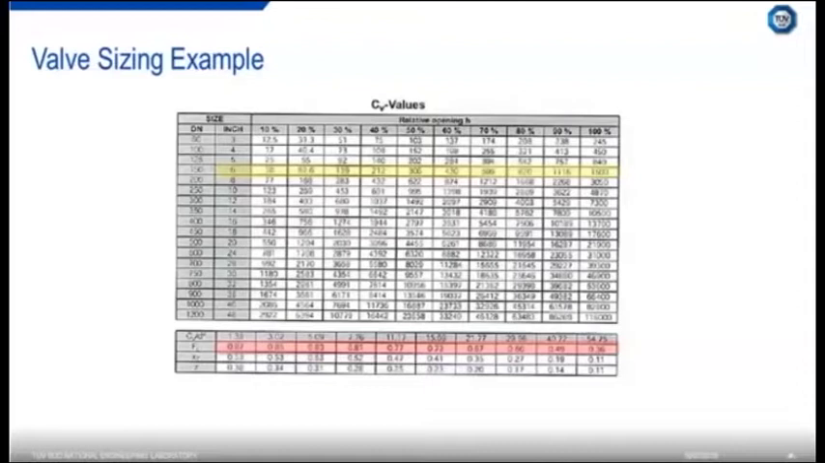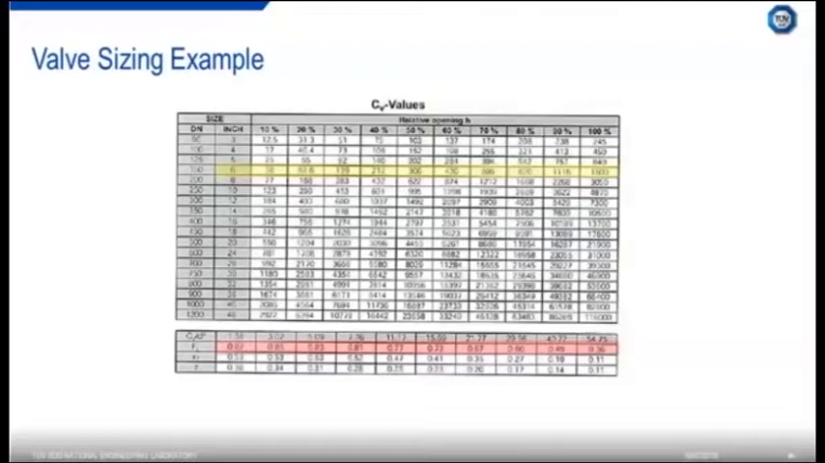So this is a table of CV values. On the left, you've got the valve size, and at each column, you've got different opening positions of the valve. This is a butterfly valve example, so it's from 10% open to 100% open. And you can see that the 6-inch valve here would be quite a good choice. The CV range that you're looking to cover falls within the middle third of the valve travel.